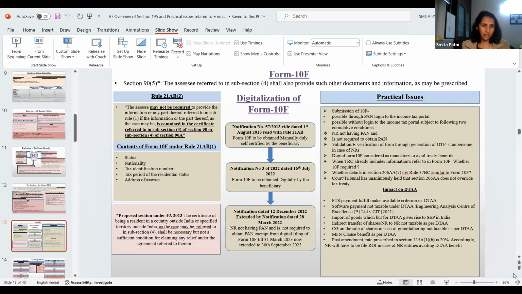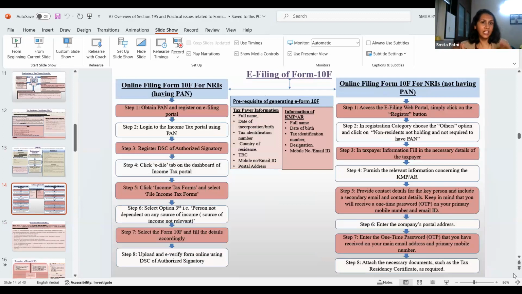But now, to simplify things, they have finally heard all of us. What they have done is e-filing of 10F in 2 different ways.